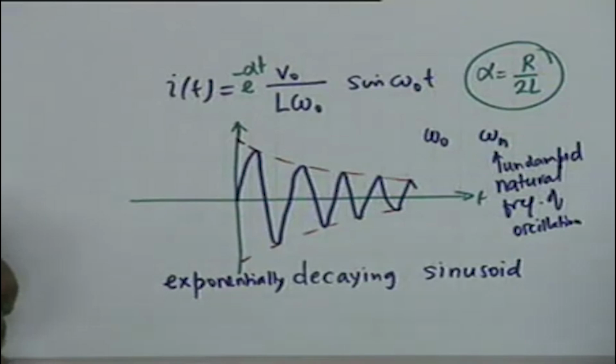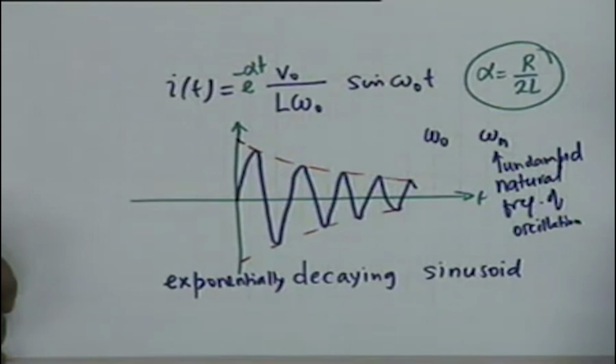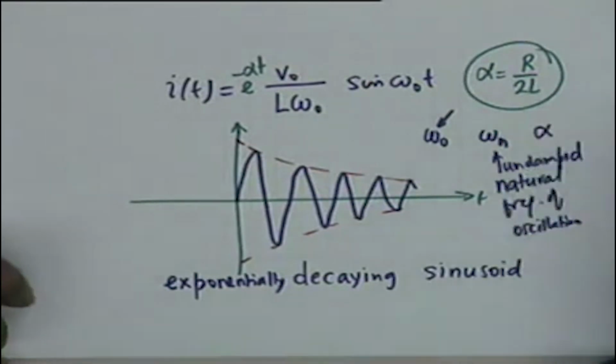The word natural comes because it is not a forced oscillation. It is an oscillation because of the initial energy in the system. The system has been left alone, and therefore it shows its natural behavior. So omega n has the interpretation of undamped natural frequency of oscillation, and omega 0 is the damped natural frequency of oscillation, and alpha is the damping coefficient.